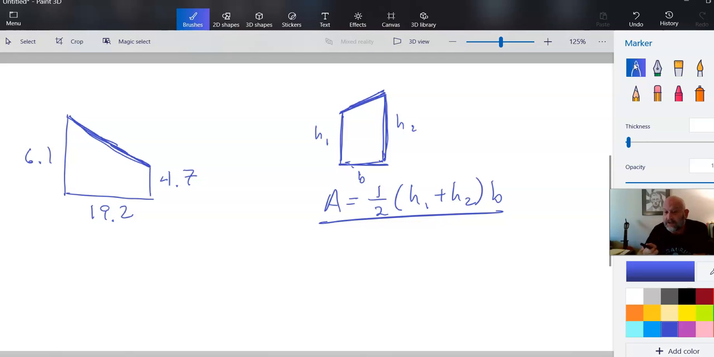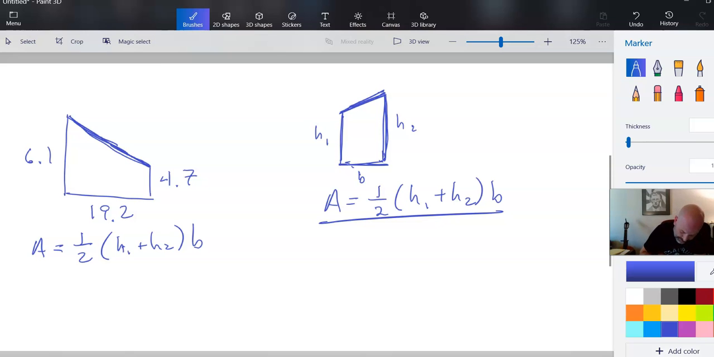Okay, so what I want you to do is go ahead and pause it here. See if you can use the formula correctly, and then play it once you've finished working on it, and see if we match up. So go ahead and pause it here, and when you're done, go ahead and push play. Okay, so I'm going to assume you've already paused it, and we know our area is 1/2 height 1 plus height 2 times the base.